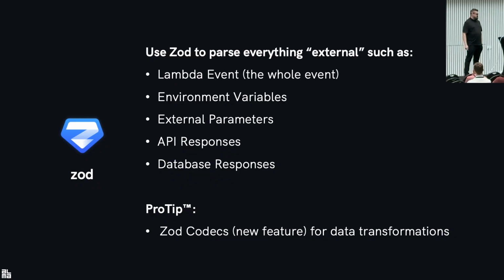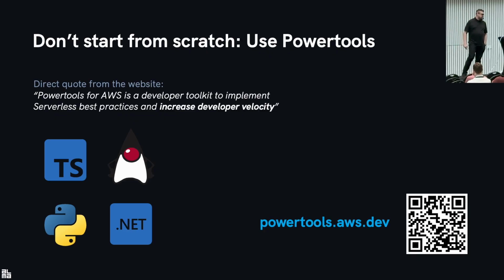But before you start npm installing Zod and trying to figure out how it even works, you don't need to start from scratch. There is this fantastic tooling from AWS called Powertools, available for multiple languages such as TypeScript, Python, Java, .NET, and yeah, that's it, I guess. They provide a lot of features, and you should use Powertools if you're developing with Lambda. Not just because of the possibilities they provide for data parsing, but they have a lot of features that actually increase developer velocity, as even their own documentation states.